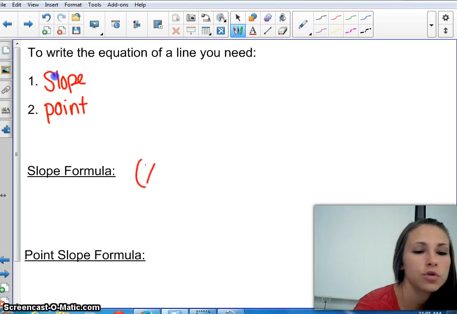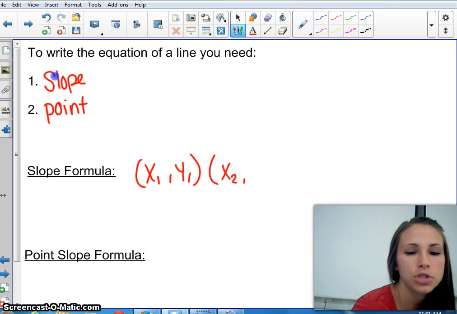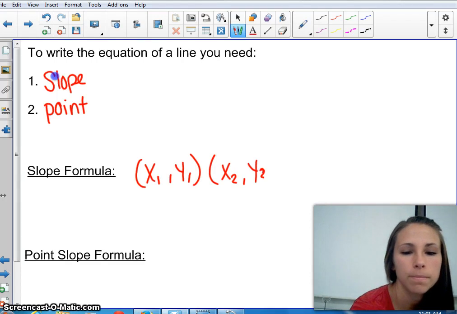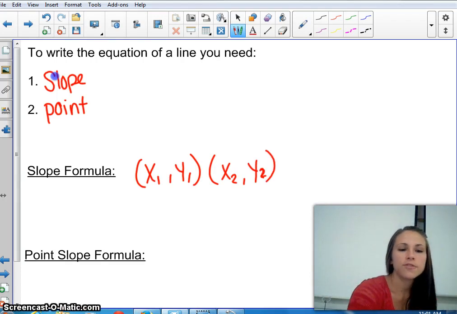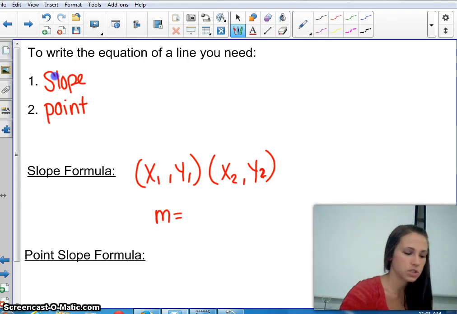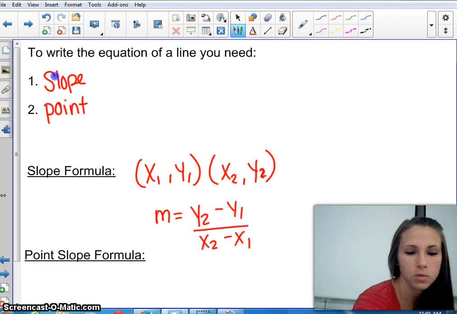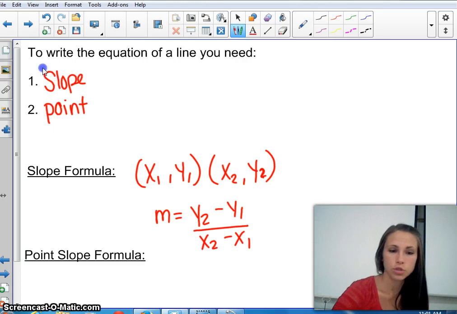In order to find the slope, you can use the slope formula. If you have 2 points, x1, y1, and x2, y2, then to find the slope of the line that goes through those 2 points, you're going to use this formula. m just stands for slope: y2 minus y1 over x2 minus x1. And that'll give you your slope once you simplify.